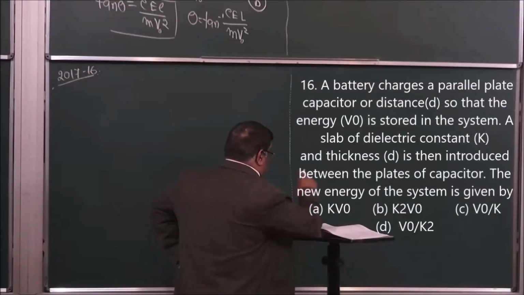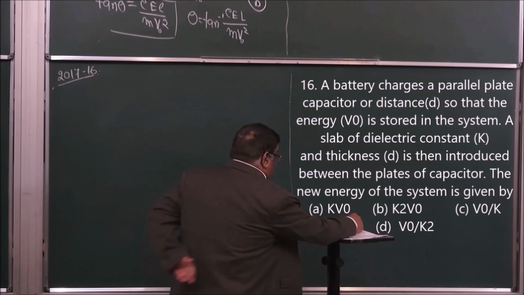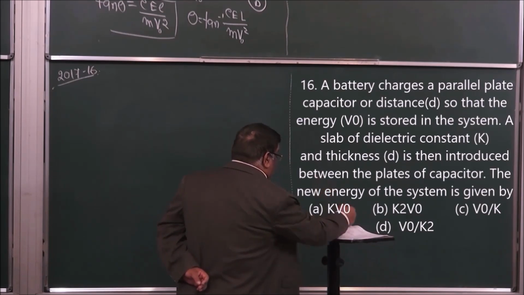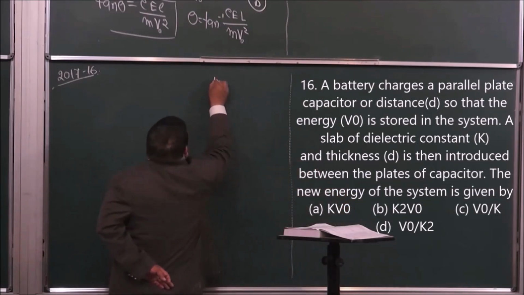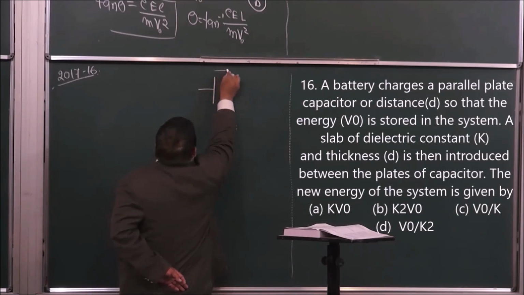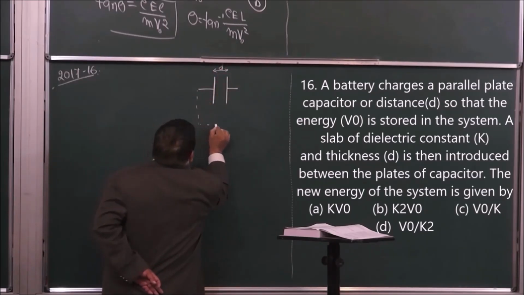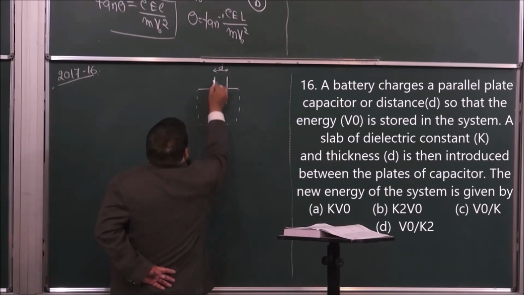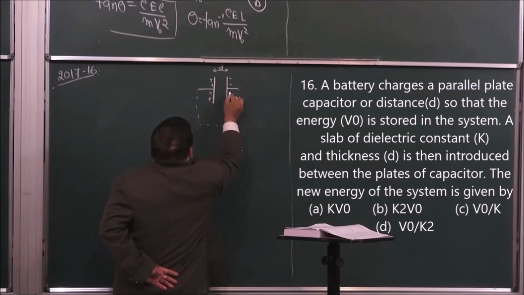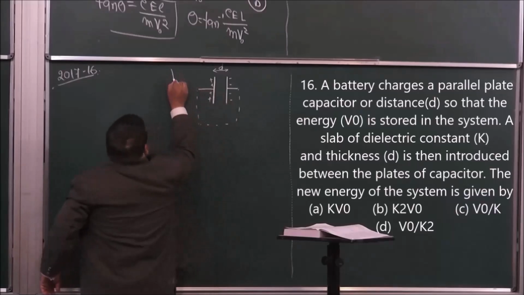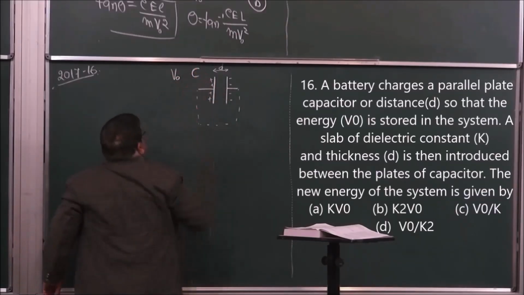It says a battery charges a parallel plate capacitor with the distance d, so that energy V naught is stored in the system. This is a capacitor. It has got this distance d, and this we connect with a battery. When we connect with a battery, the charges go here, and along with the charges, energy is transferred to this. The voltage of this becomes V naught. It has a capacitance C.